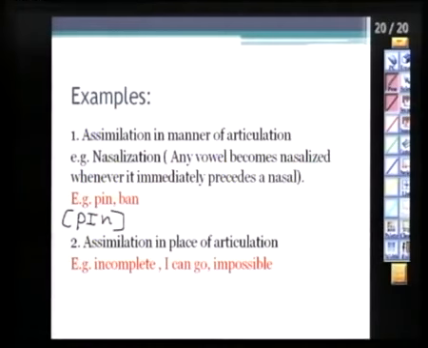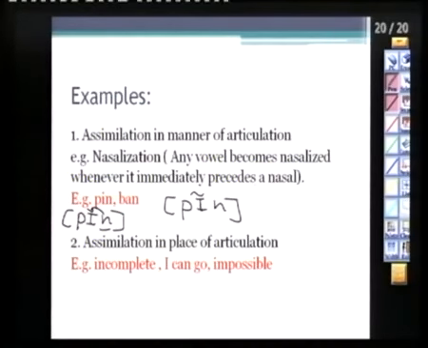Remember, nasalization, it is assimilation. Because one sound is affected by another. So this nasal sound is going to affect the pronunciation of the vowel E. The vowel E is going to become nasalized. So it's going to look something like this, and I'm going to use the diacritic for assimilation, and then you have n. Pen. You have a word just like pan.